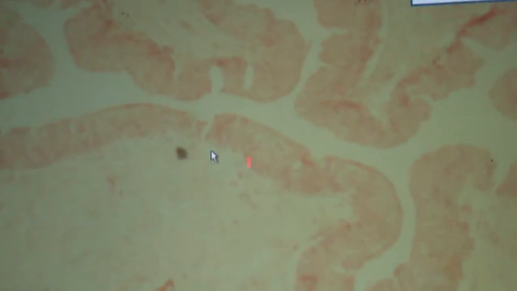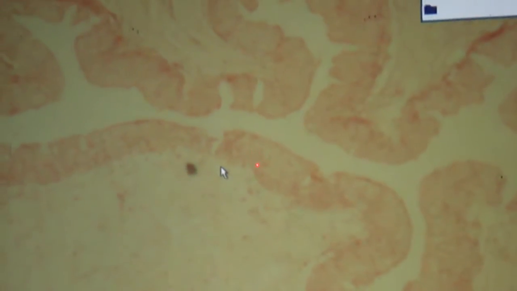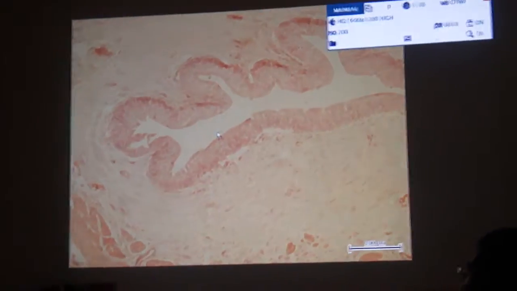transitional. Pag napuno ng ihi ang lumen ng ureter, pag mayroong dumaan na urine, this epithelium will become thicker or thinner? Thinner. So, mayroong stretchability property ang transitional epithelium.